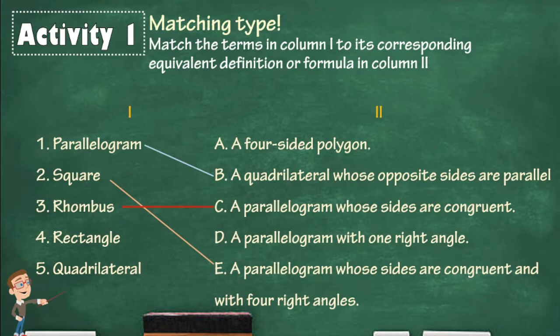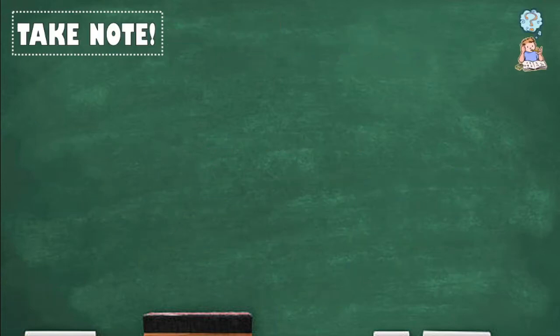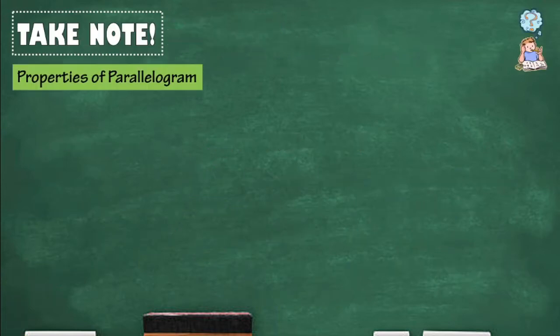Number 4, rectangle. D, a parallelogram with 1 right angle. And for number 5, quadrilateral, we have A, a 4-sided polygon. These concepts, definitions, will be helpful in solving problems involving parallelogram. And for us to understand more of this, let us have the following.